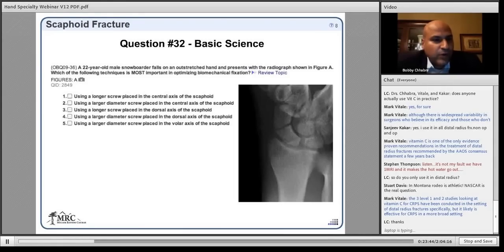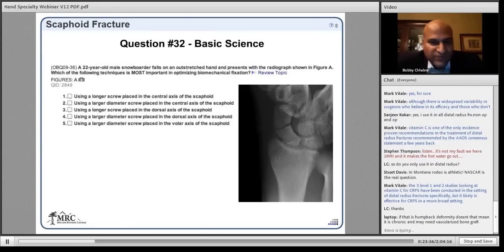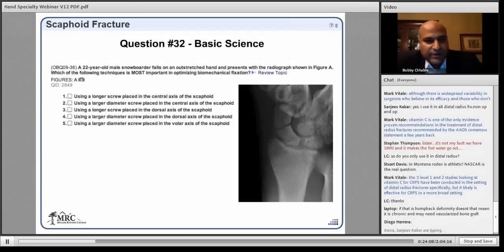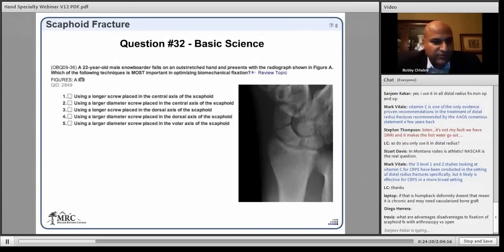Next question. A 22-year-old male snowboarder falls on an outstretched hand and presents with the radiograph shown. Which of the following techniques is most important in optimizing biomechanical fixation? So it's a waist scaphoid fracture. It may be displaced. It's hard to say. Sometimes a CT scan is essential to confirm that. A CT scan is also helpful in determining humpback deformity. So what they're asking you is, what's the best place to put your screw?